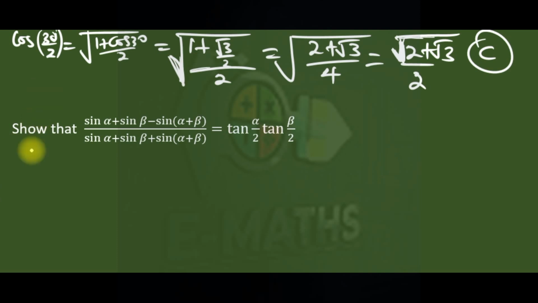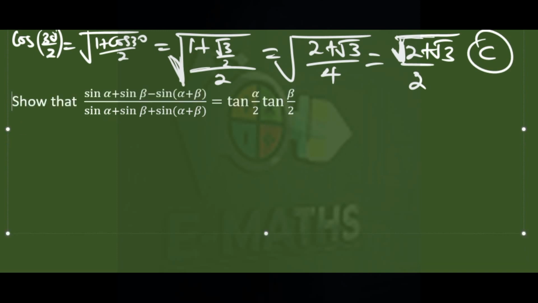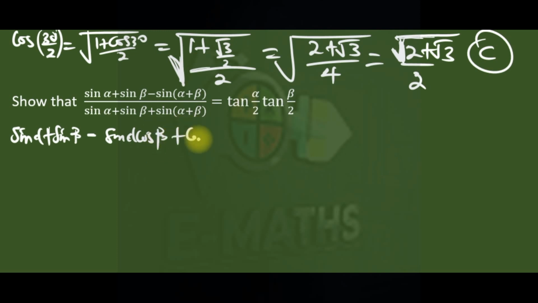So the next question, they say show that this is that. Okay, so we'll start by using the addition formula. I have sine alpha plus sine beta. So I know that sine of alpha plus beta is sine alpha cos beta plus cos alpha sine beta.